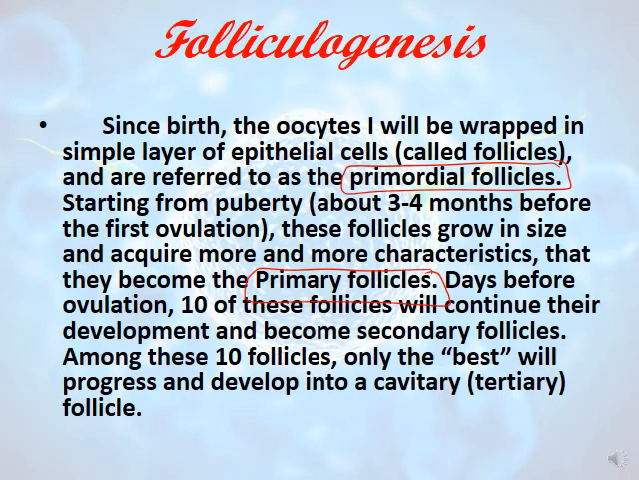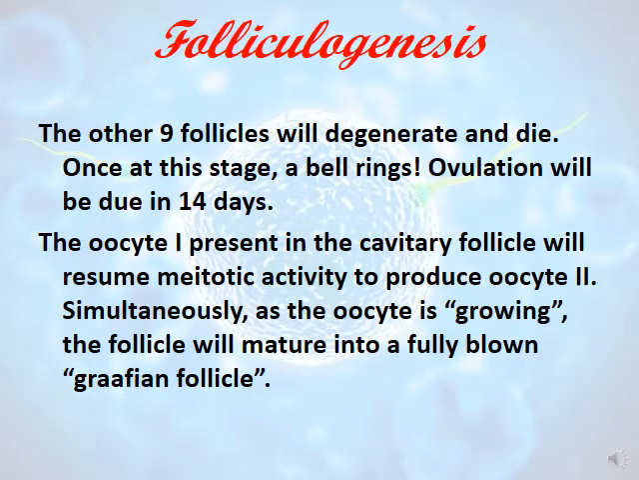Days before ovulation, 10 of these follicles will continue their development and become secondary follicles. Only one among these 10 will progress into the cavitary or tertiary follicle. The 9 other follicles will degenerate and die. Once at this stage, ovulation will be due on day 14.